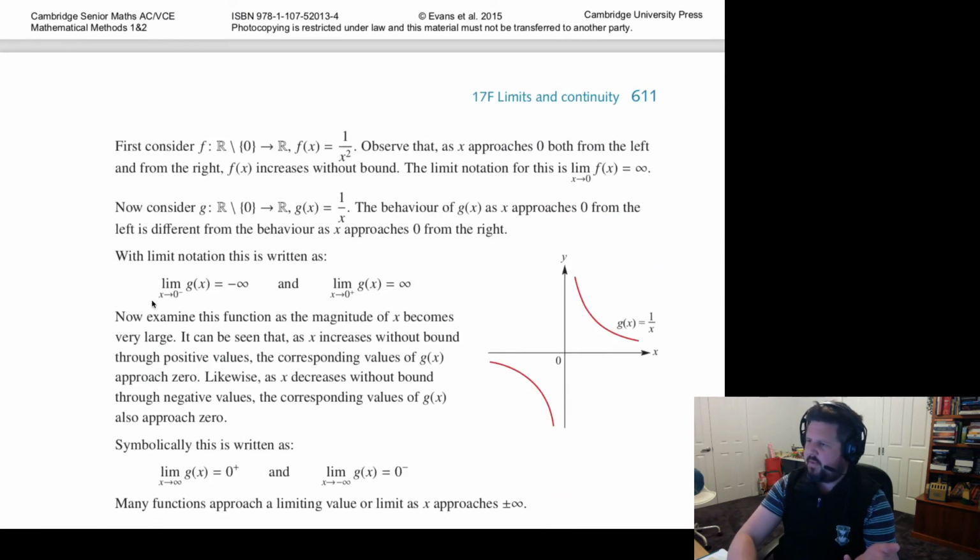If we look at the left hand limit, as we come in from the left hand side and get closer and closer to 0, this gets closer and closer to negative infinity. However, if we come in from the right hand side and go closer and closer to 0, it looks like it's approaching positive infinity. So you can see that they are different as we move in from the left hand side to the right hand side.